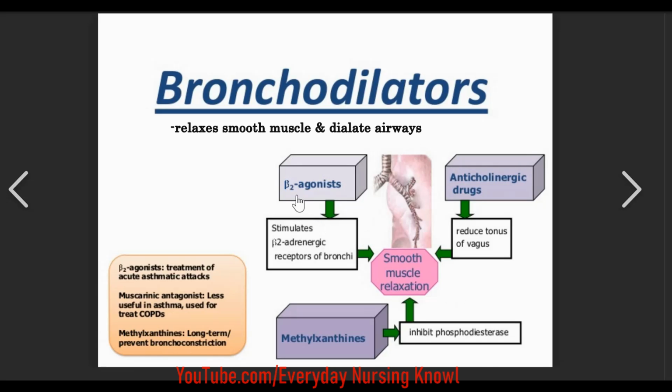There are 3 types of bronchodilators: beta-2, methylxanthine, and anticholinergic. The beta-2 acts on the beta-2 receptors of the smooth muscles and dilates the airways. Anticholinergic blocks the effect of acetylcholine. It is a neurotransmitter that constricts the airways. When it is blocked, it relaxes the airways. Third is methylxanthine. It inhibits the action of phosphodiesterase that constricts the airways. When the action is inhibited, it dilates the airways.